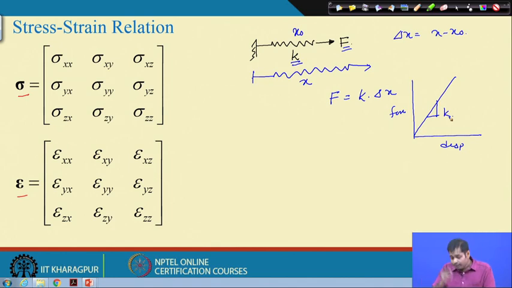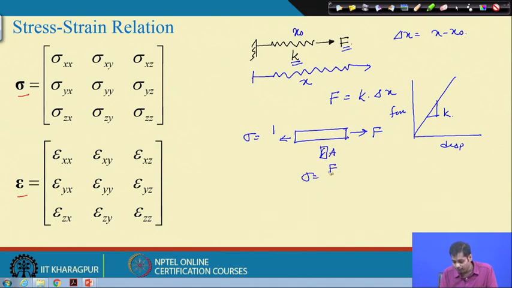Now, similarly, if you recall in your plus 2 level when you studied stress and strain for the first time: if you define stress as force by area, and take a rod which is subjected to some force F with cross section A, then sigma is force by area and epsilon is the strain, delta L by L, the change in length by L.